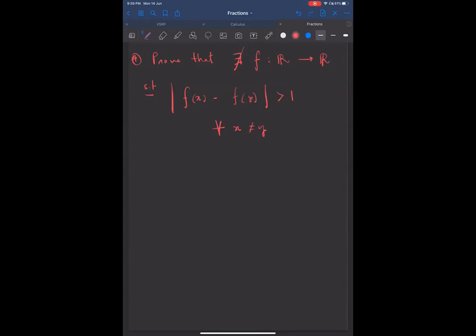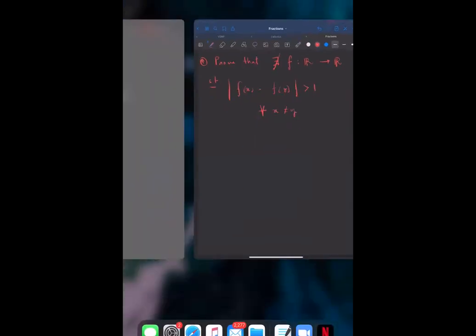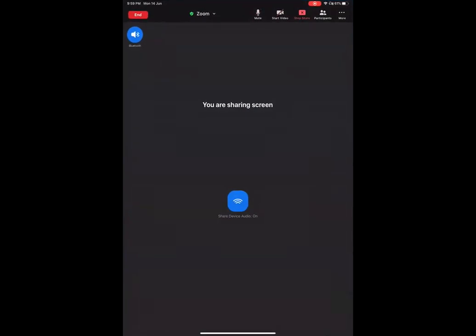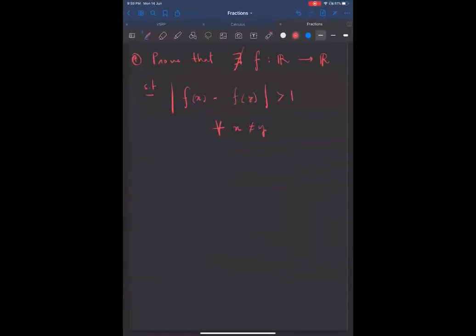Sir, we know that in the set of natural numbers, the gap between each consecutive number is 1. Are you telling the solution? Yes. Please wait for a while. Let's have the try. Okay, after that, you can tell the solution.